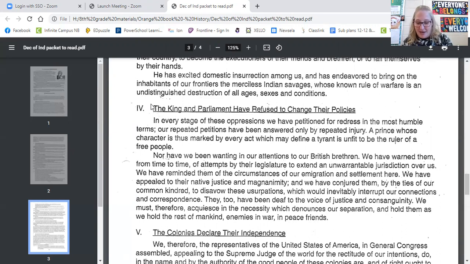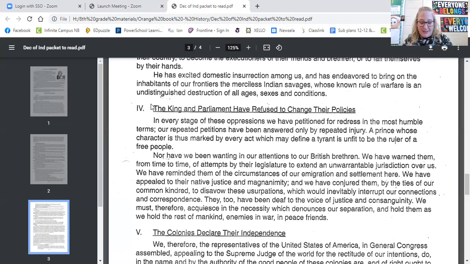And then they go on to say, a prince whose character is thus marked by every act which may define a tyrant is unfit to be the ruler of a free people. Again, throwing that in there: you are a tyrant. You are so unworthy and so unfit to be with us and lead us. You shouldn't be leading anybody. So again, in the breakup letter scenario, you shouldn't be anybody's boyfriend. All right, stop highlighting.